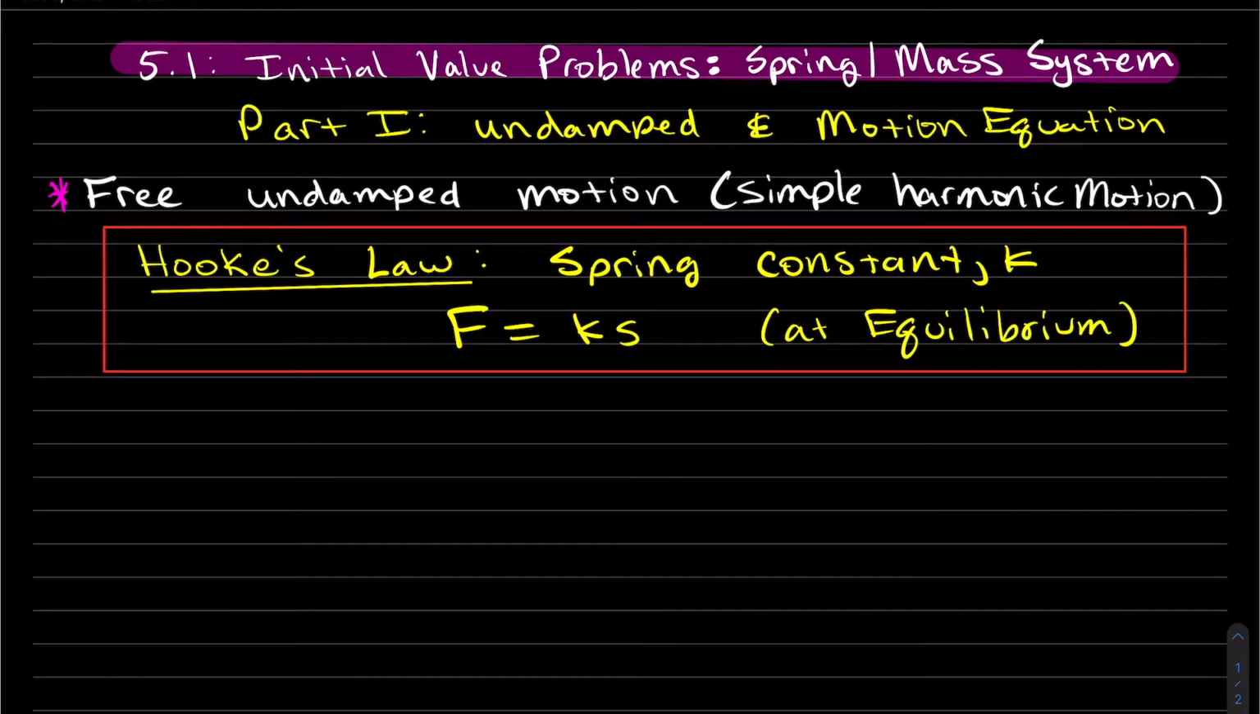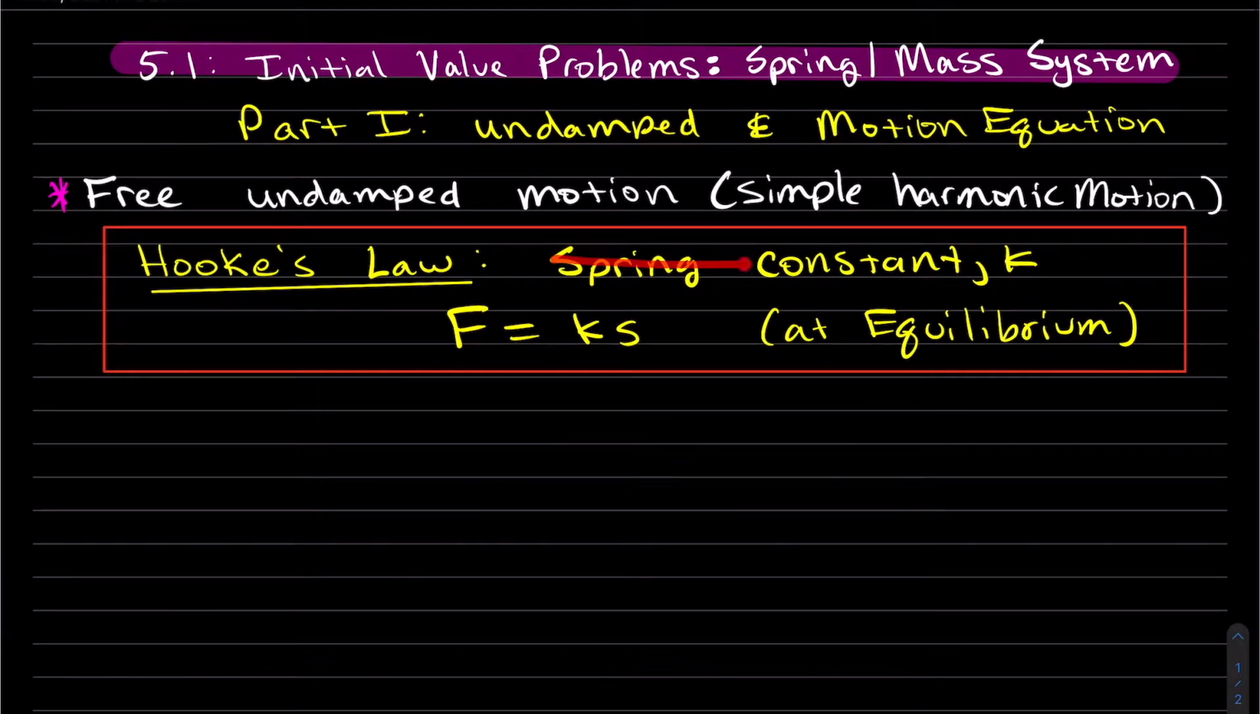Okay, so today we're going to talk about initial value problems with the spring mass system. In part 1 of this video, we'll talk about undamped motion and the motion equation. So free undamped motion for simple harmonic motion. We're going to start with Hooke's law.